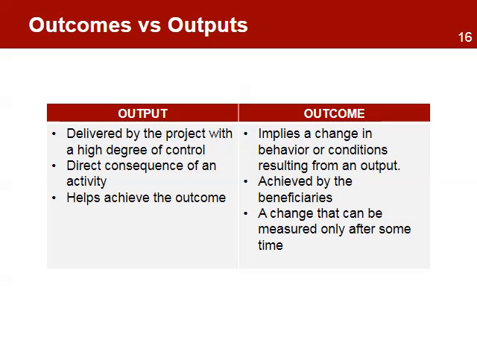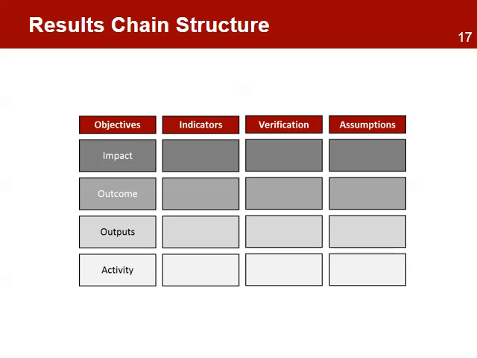An area of common confusion is the difference between outputs and outcomes. Output is what the project delivers with a high degree of control and is the direct consequence of an activity. An output helps achieve an outcome. An outcome is a change in behavior or conditions resulting from the project deliverables, the output, and it's beyond the control of the project, and it's achieved by the beneficiaries, and is a change that can be measured only after some time. In the next unit, we will explore the other elements of the log frame matrix: the indicators, the means of verification, and the assumptions.